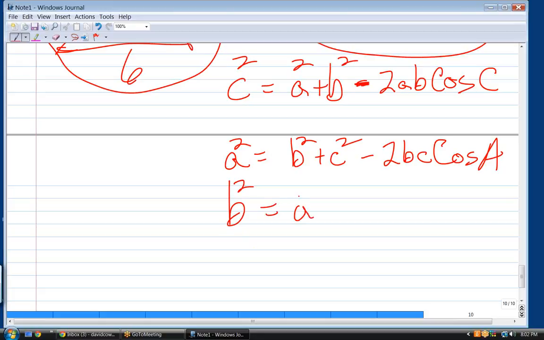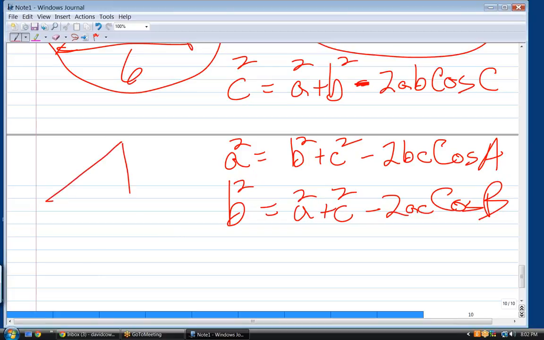That would be a squared plus c squared minus 2ac cosine b. Correct. Okay. Now, let's do one because it's not that obvious as to how you do it if you have 3 sides. Okay? I want to solve this triangle. Where do I start?